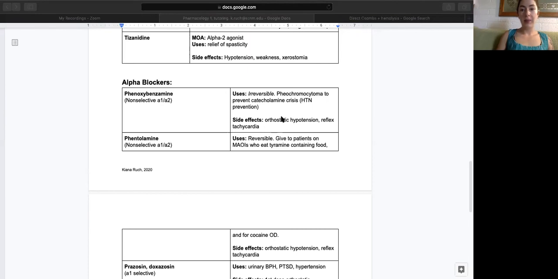Definitely not good. So some side effects of blocking alpha-1 and alpha-2 would be orthostatic hypotension and reflex tachycardia. So when the drug wears off, their heart's going to beat really fast again. That's reflex tachycardia. But orthostatic hypotension, that means when they stand up, their blood pressure goes low. That's because we're blocking alpha-1 and alpha-2, okay, irreversibly. So they're not getting that norepinephrine response, and they're also not releasing more.